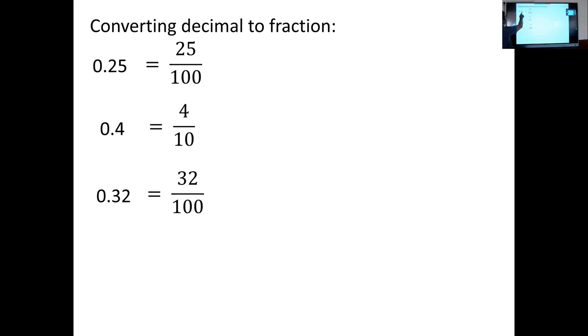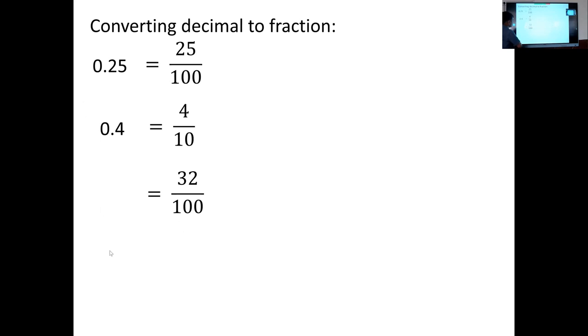Now you see how many decimal places are there? Two decimal places are there. So in the fraction form, it will be written as 25 out of 100, because there will be 2 zeros after 1. Here we have one decimal place, so we'll put one 0 after 1 in the denominator.